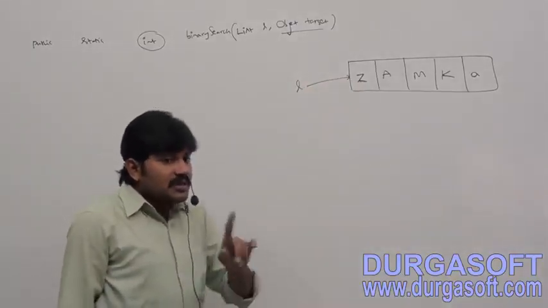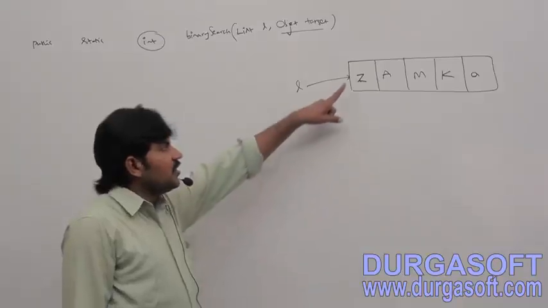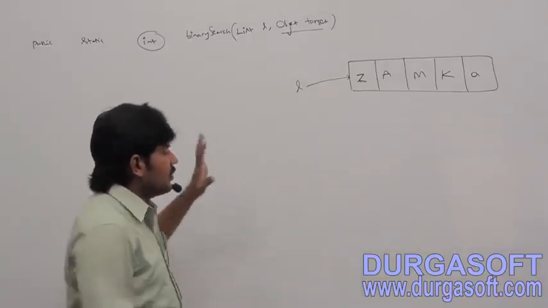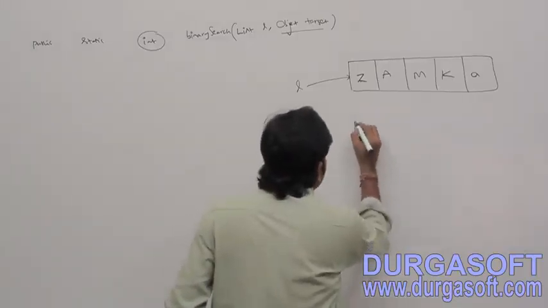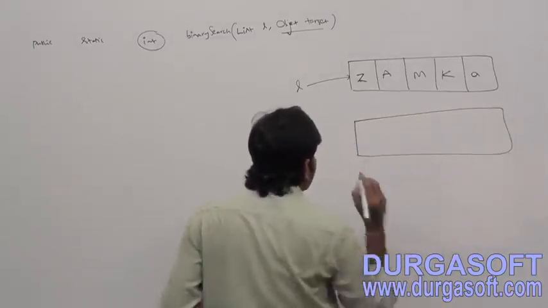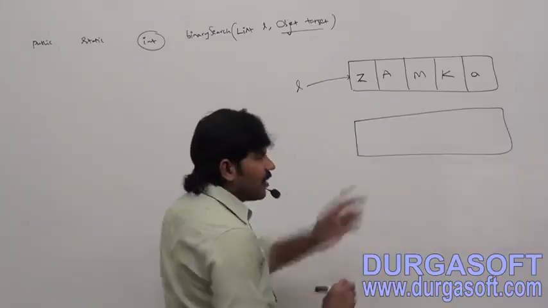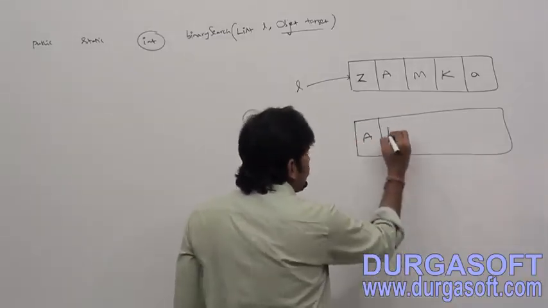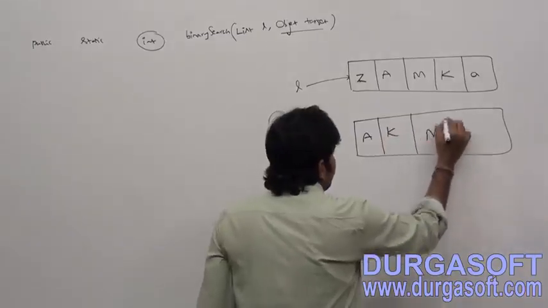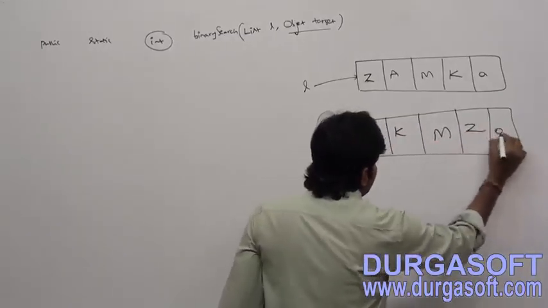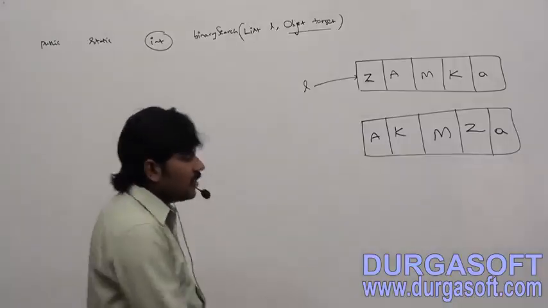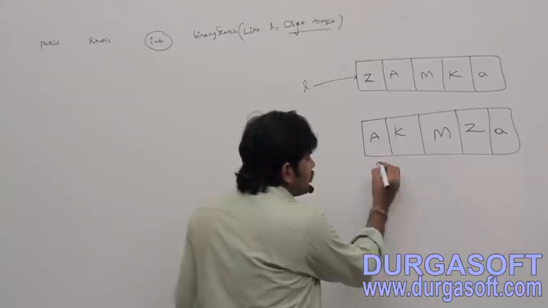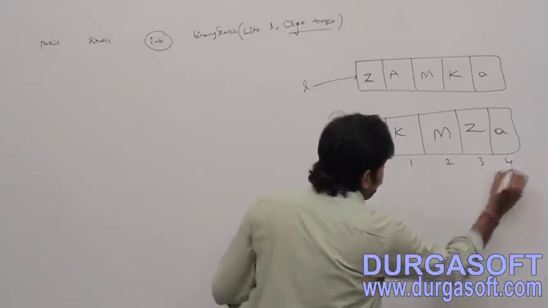But if you want to apply the search method, the list should be sorted. Then I call the Collections.sort method. After sorting, can you tell the order? A, then K, M, Z, and then small a. Okay, this is my list, right? Now what are the indexes? 0, 1, 2, 3, 4.